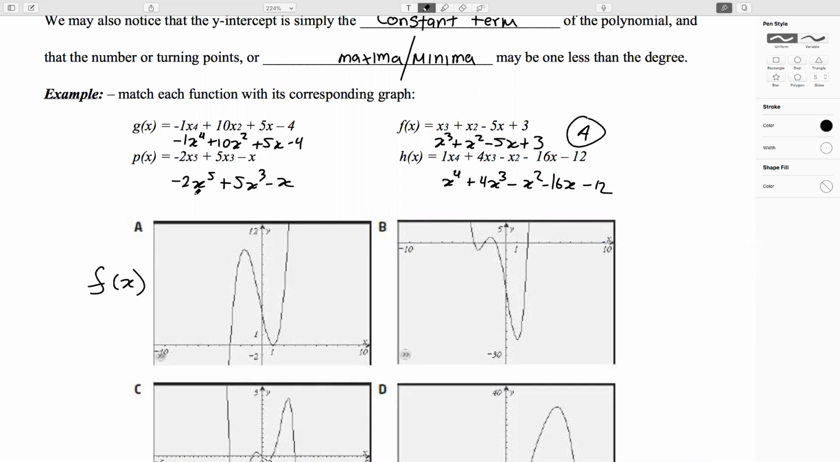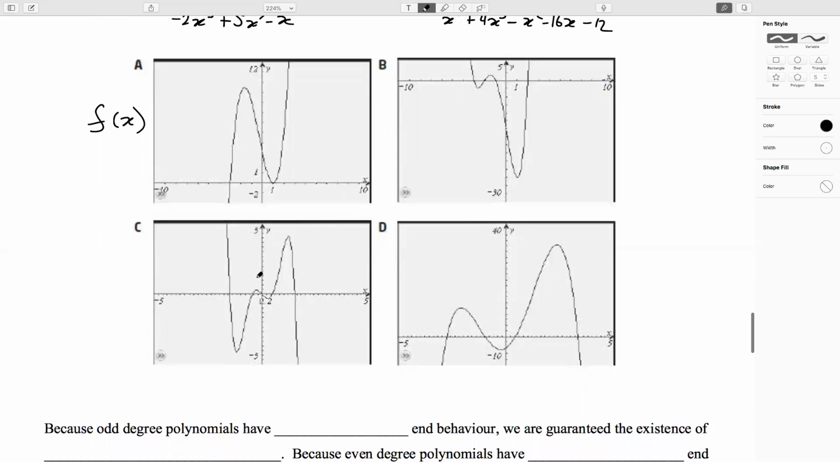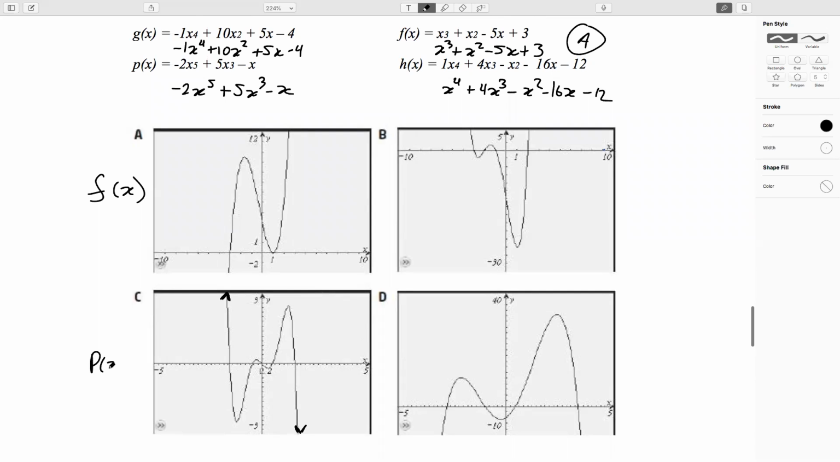Another thing that you can use as evidence is we have a negative leading coefficient. So my function should start at the top and work its way down, rather than starting at the bottom and working its way up. That's what this function does. It starts at the top, works its way down. So I know that this function must be p of x, and I know that p of x must be c.